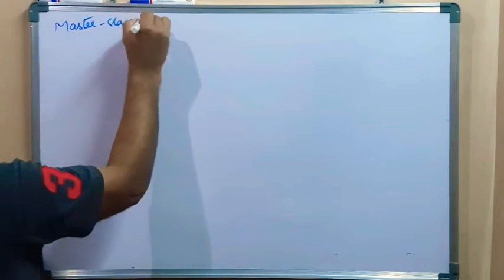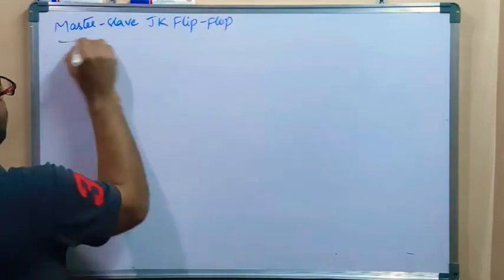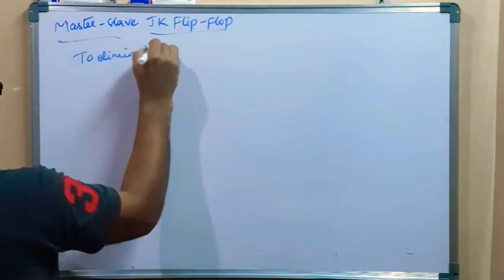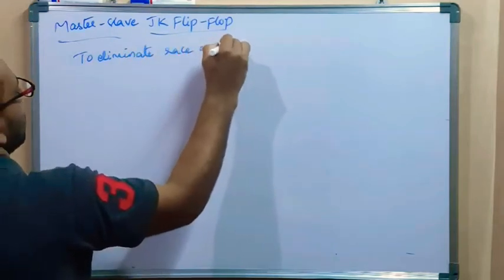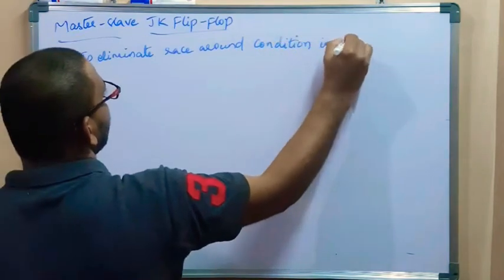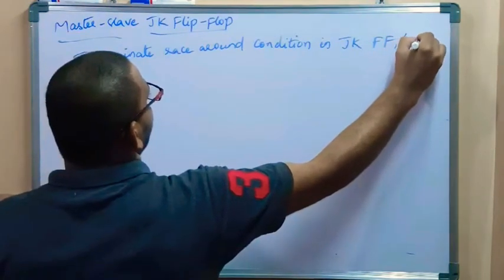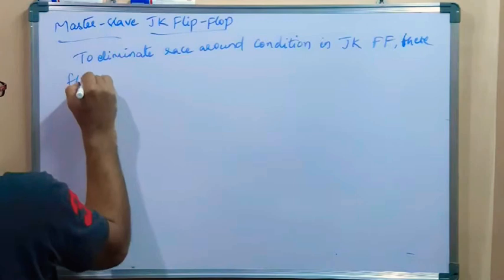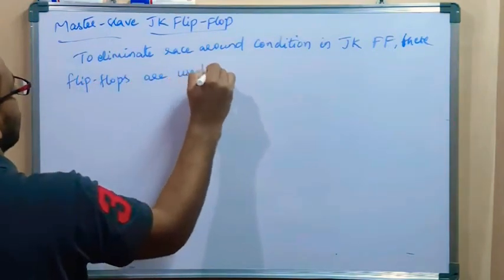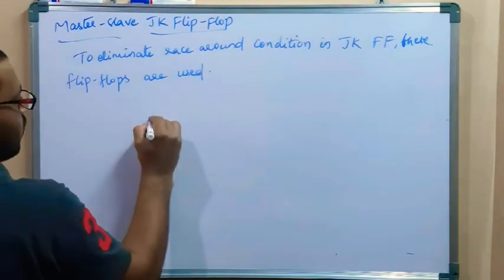Master slave flip flops are used to eliminate race around condition in JK flip flop. These flip flops are used, right? So in master slave flip flops there are two flip flops.